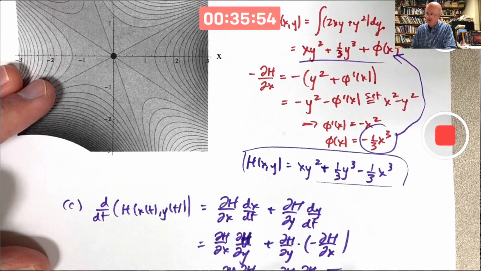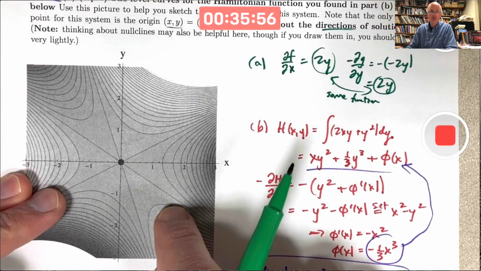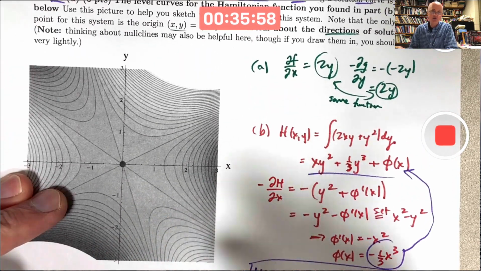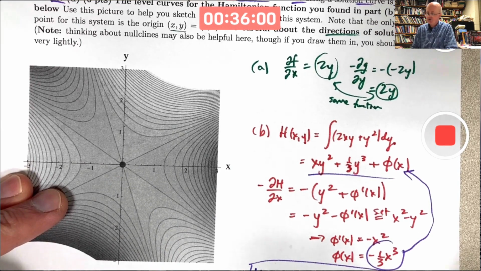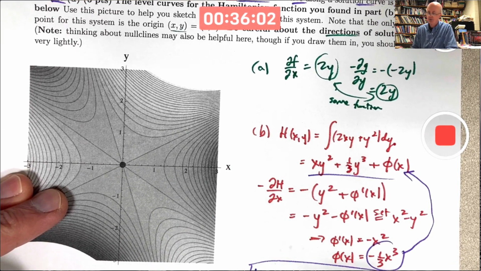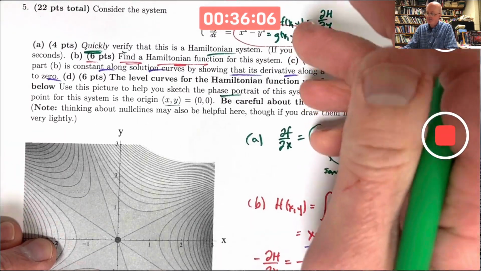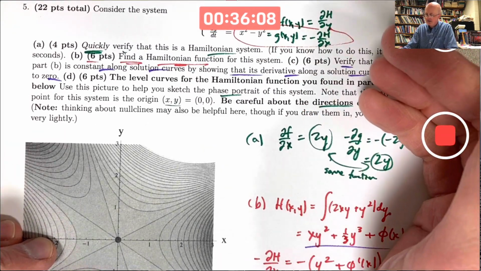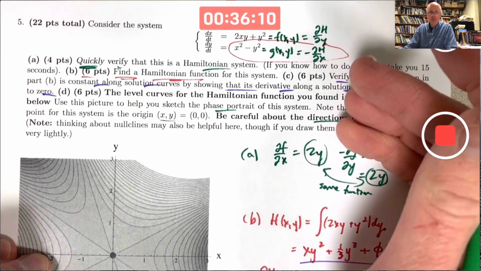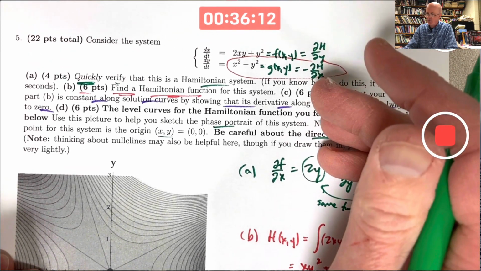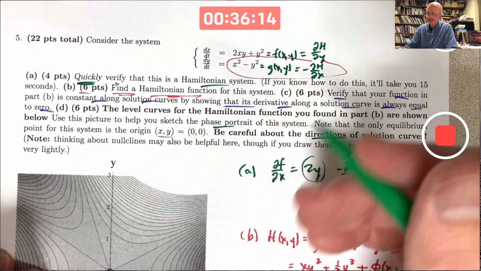Okay, here's the key thing. H is constant along solution curves. These are the level curves where h is constant. Therefore, these things are solution curves. The only trick is to get the direction of the arrows correct as t increases. And that can be easily done by picking points. It's probably simplest just to pick one point and then make it consistent everywhere else.